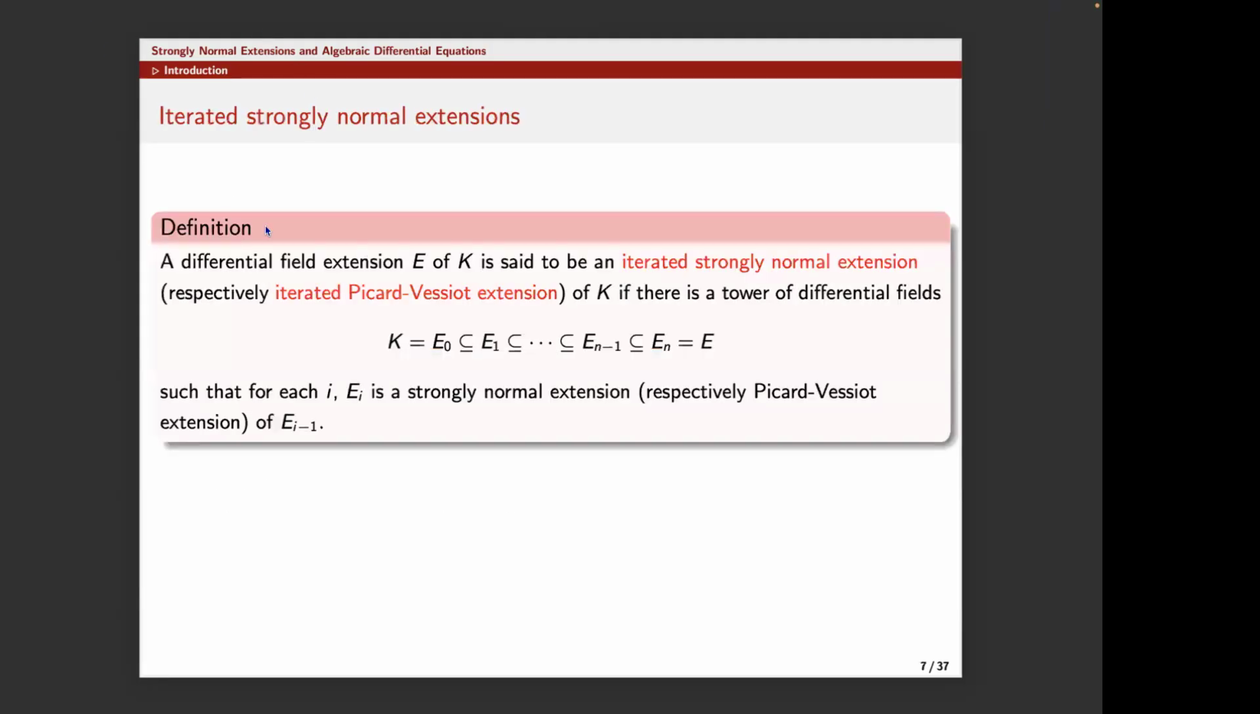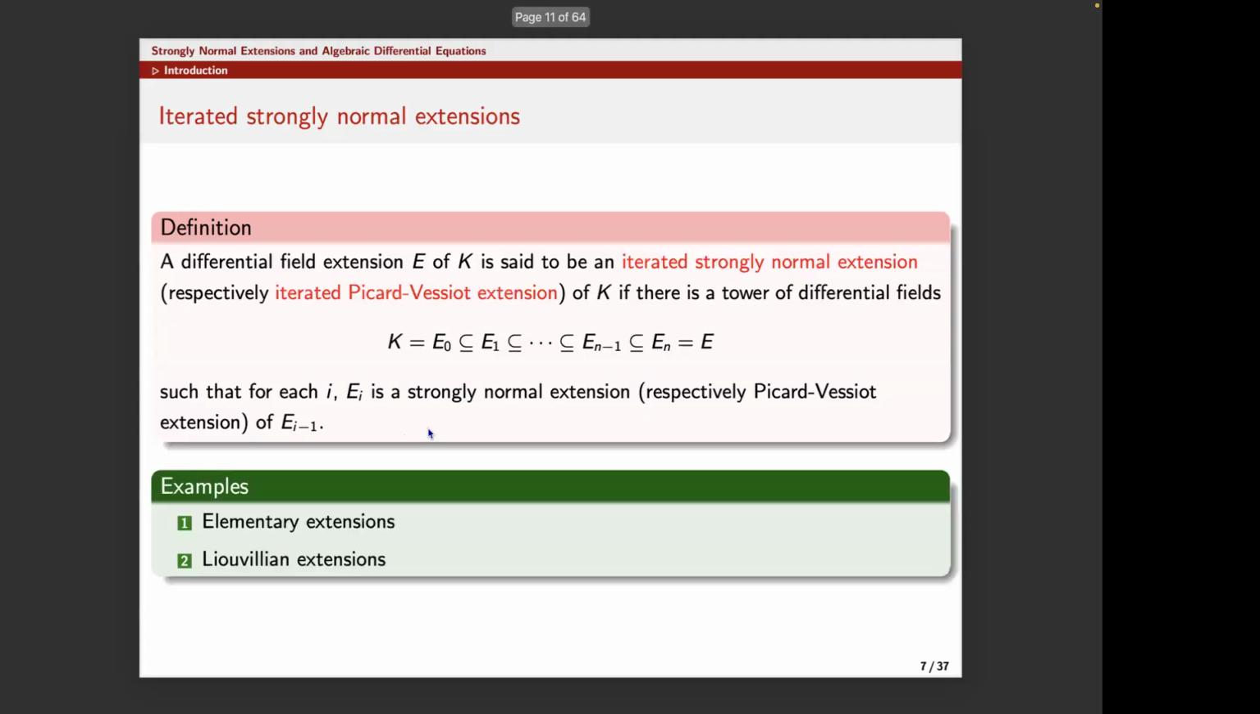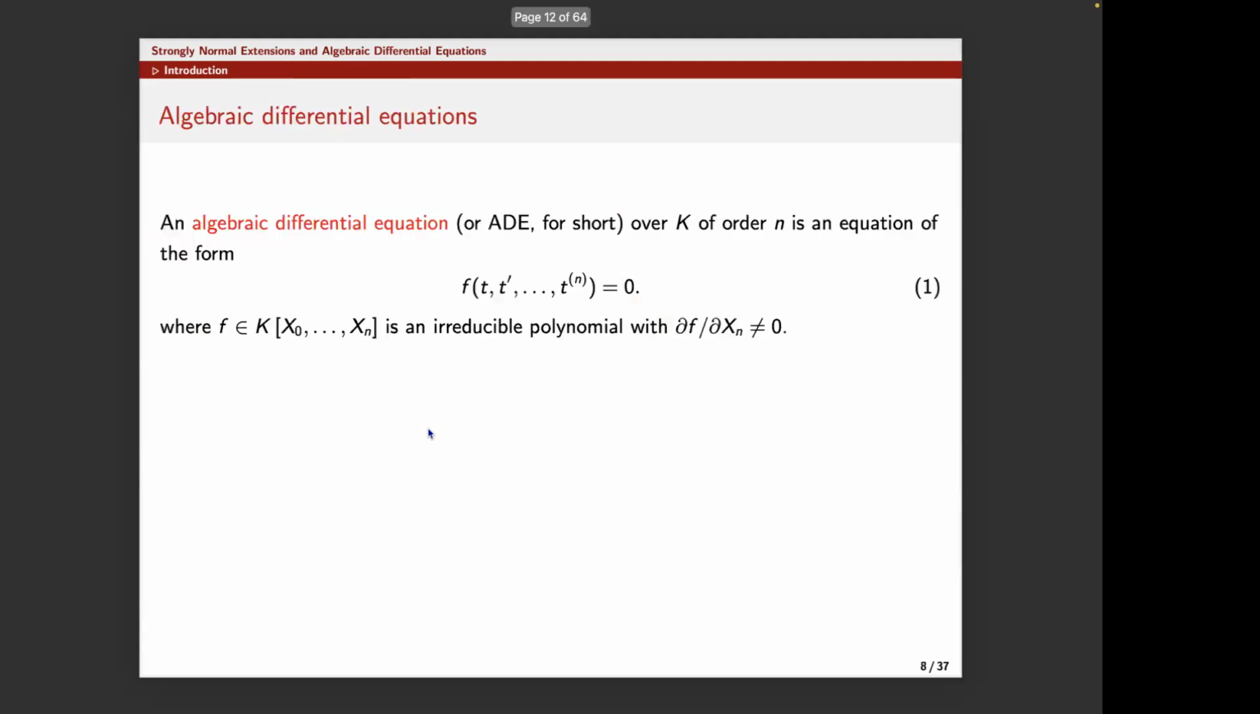An iterated strongly normal extension or iterated Picard-Vessiot extension is a tower of differential fields K = E_0 contained in E_1 and so on, up to E_{n-1} = E. So a tower of strongly normal extensions or a tower of Picard-Vessiot extensions is called an iterated strongly normal extension or iterated Picard-Vessiot extension. For example, elementary extensions and Liouville extensions are, in fact, iterated Picard-Vessiot extensions.